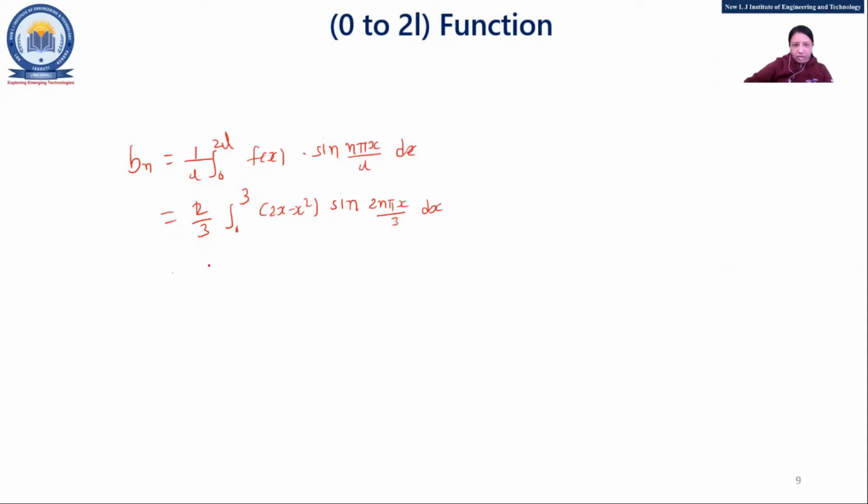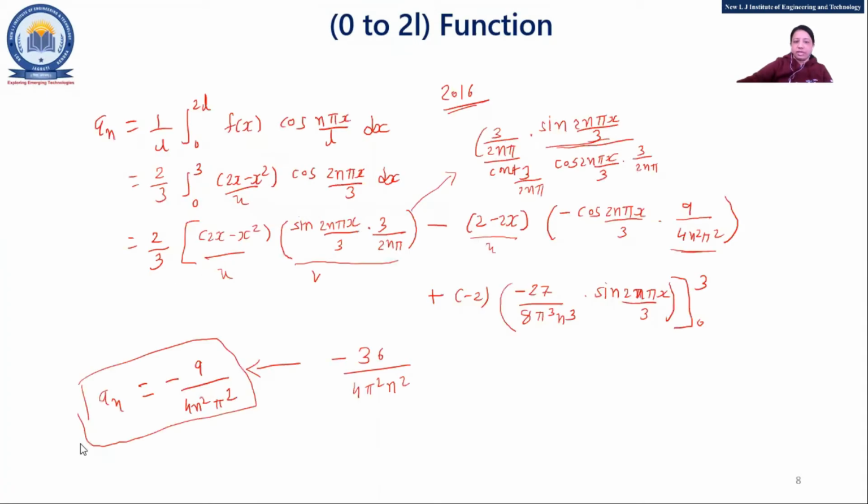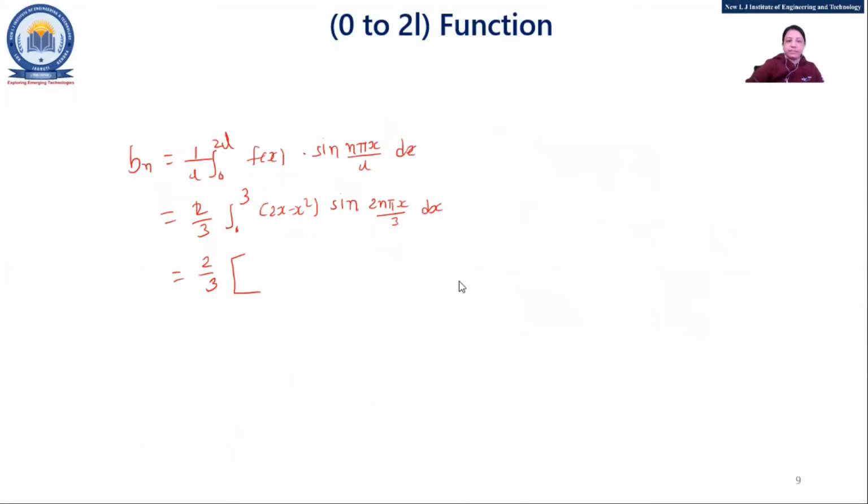Okay. Now same as the previous one. Just instead of cos, here it will be nothing but a sine. The answer of AN is minus 9 upon 4 pi square n square. Fine. This is only minus 9 upon 4 n square pi square. This is AN. Now BN. Quickly, this is simple, right? Whatever we have written previously, that is only the first term as it is, 2x minus x square, sine.